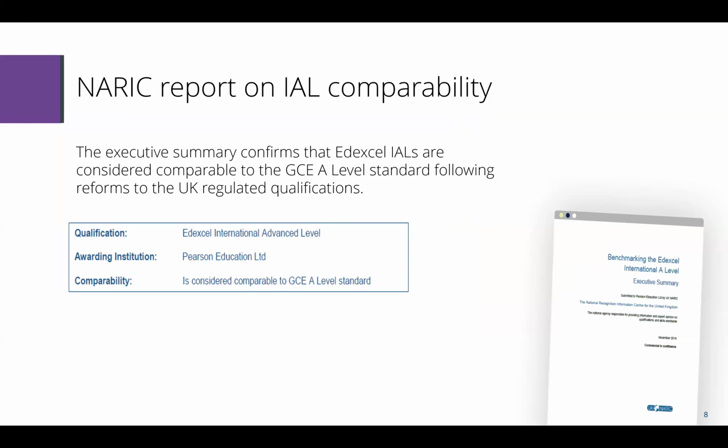Okay, so there is a report. It's called a NARIC report, but the important thing for you is that they have stated that it is comparable to the UK GCE A-level qualification. So it is on the same level, and the outcome would represent the same thing. So if, for example, your students were thinking about going to university in the UK, then that would be at the same level as their UK A-levels.